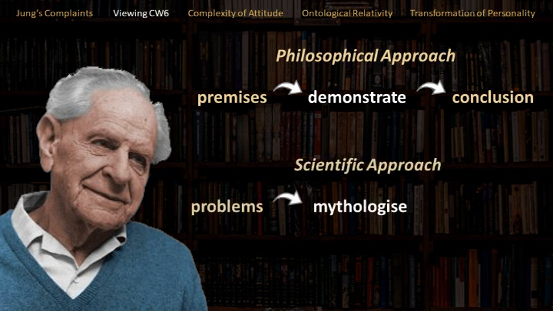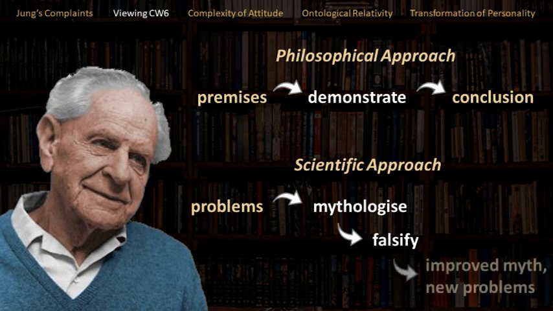In science, however, we start with a set of problems, and then we mythologize about solutions to those problems. We come up with imaginative ideas, perhaps even crazy ideas, by making an intuitive leap. Popper called this conjecture. There is then a second stage in which we test the mythology we have just produced by trying to show it is false. Popper called this second stage refutation. If the mythology survives the test of falsification, then we have a new, improved scientific myth.